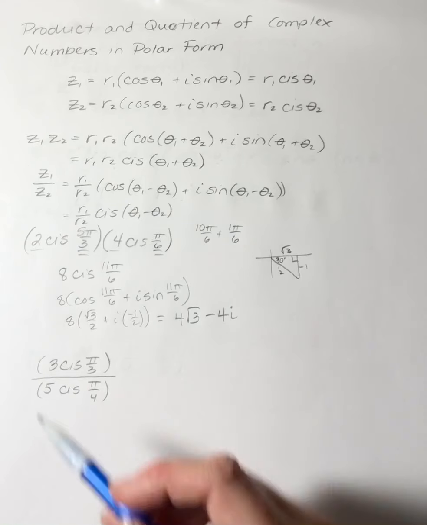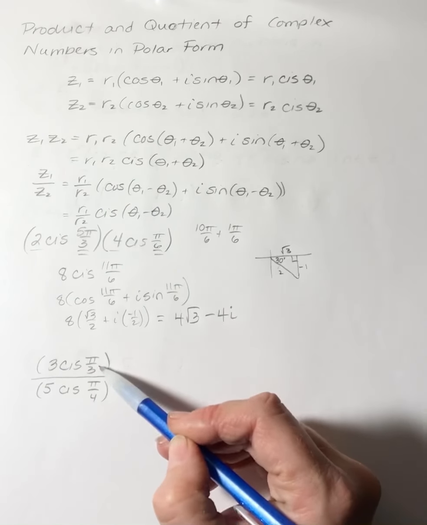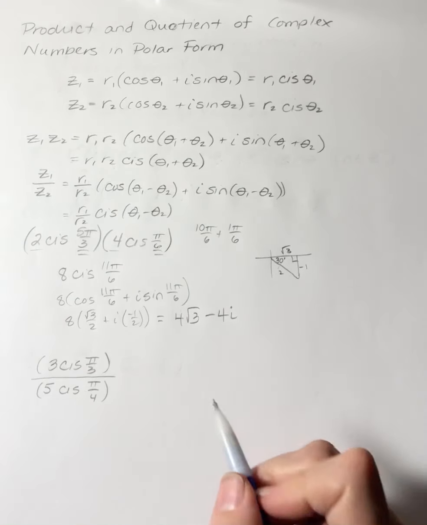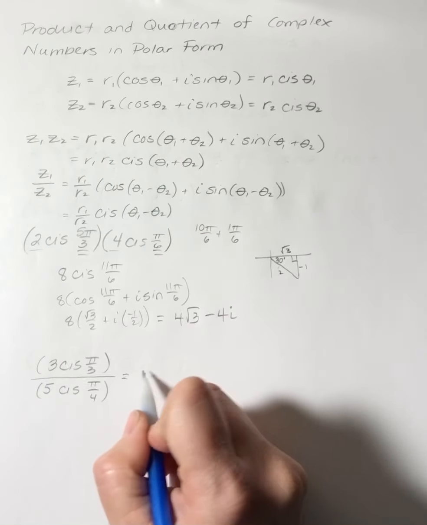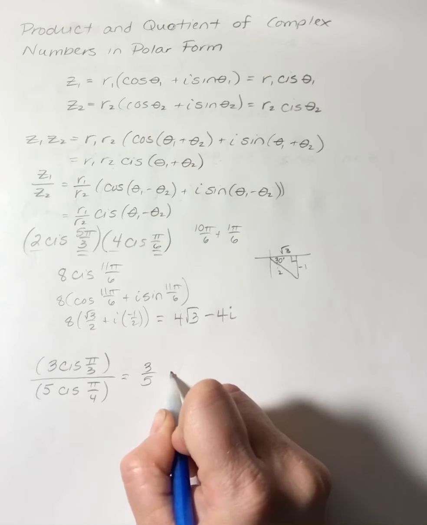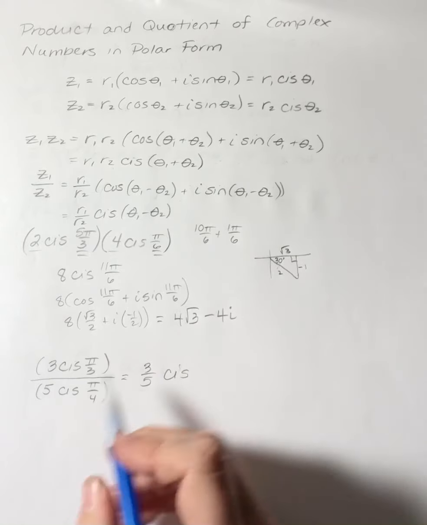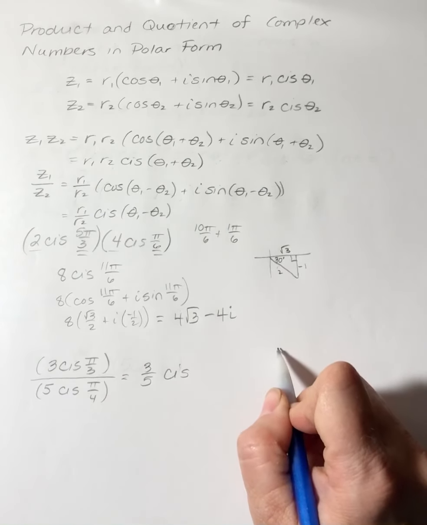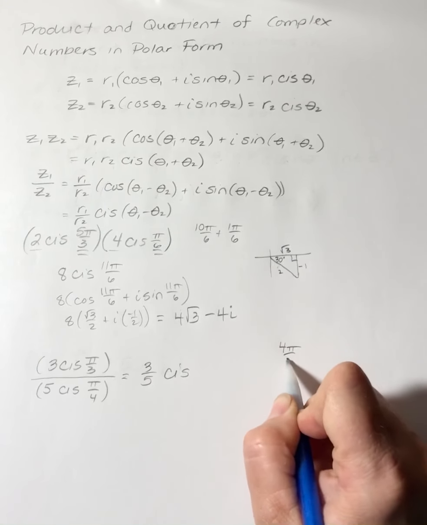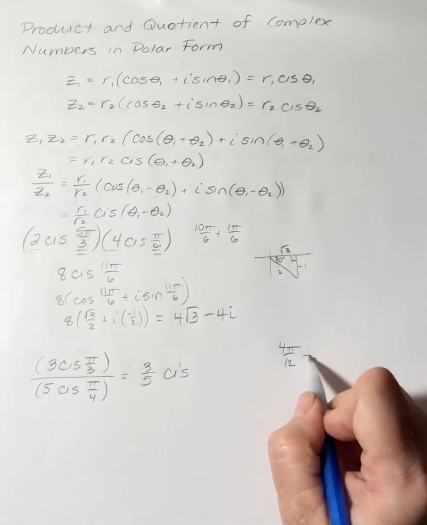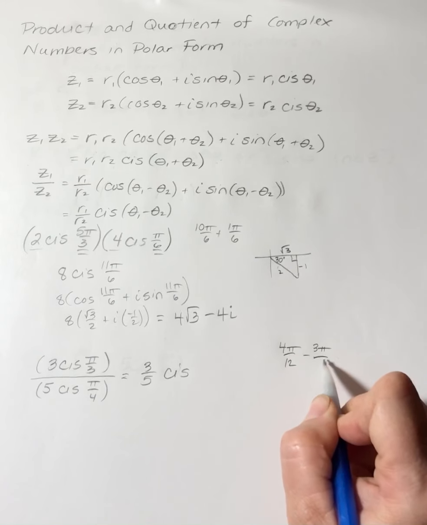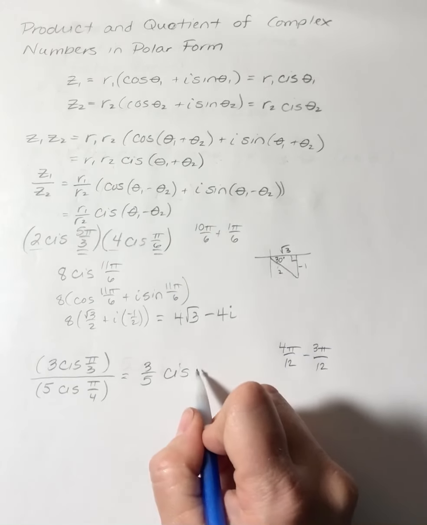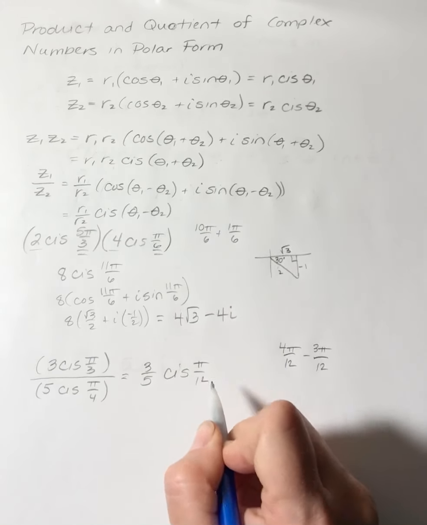Dividing, I divide my moduli and I subtract my arguments. So I have 3/5 cis pi thirds minus pi fourths. So pi thirds would be 4 pi twelfths. Pi fourths would be 3 pi twelfths. And so I'd get pi twelfths.